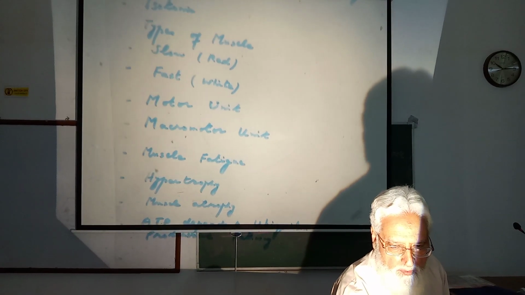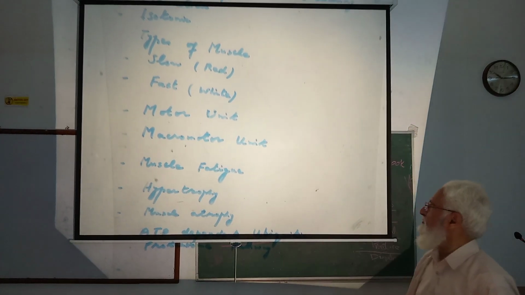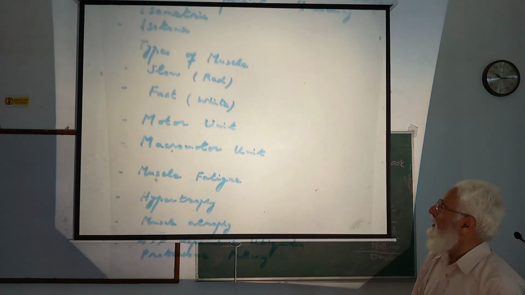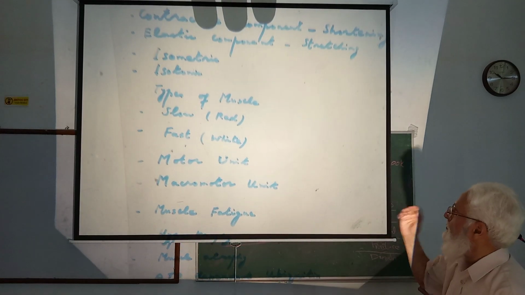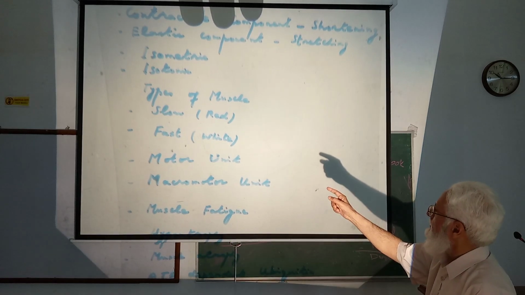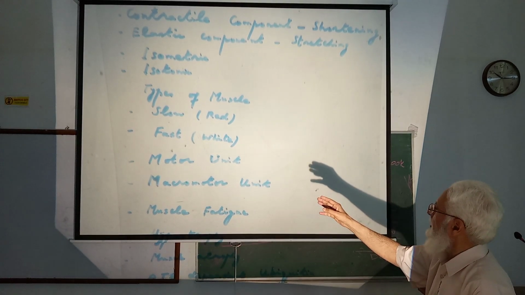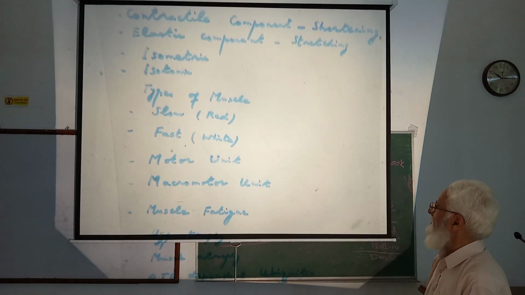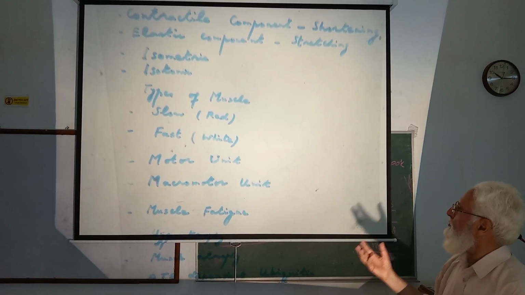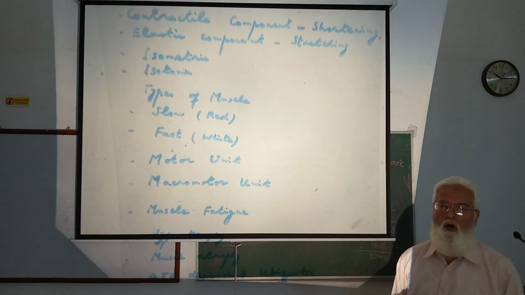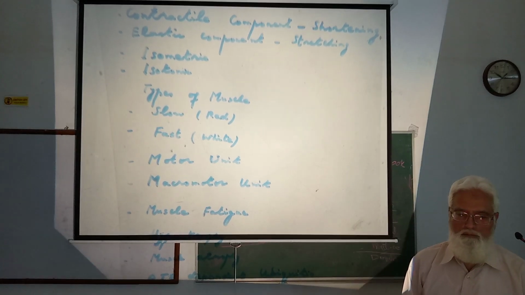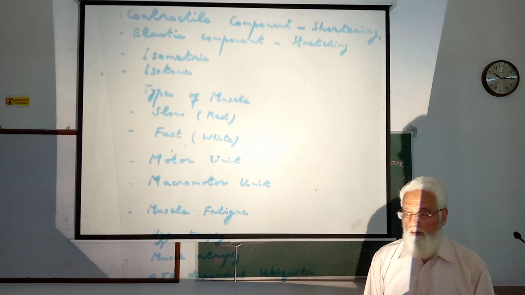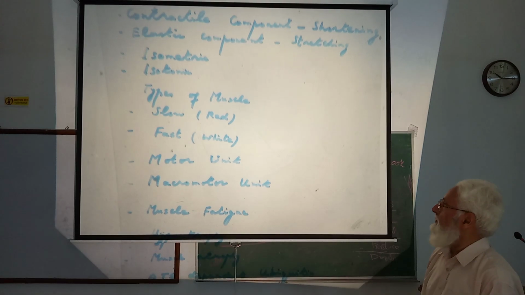Now about the types of muscle fibers. There are two types of muscle fibers: slow or red, and the second type is fast or white. First of all, the slow or red muscle, also called type 1 muscle.